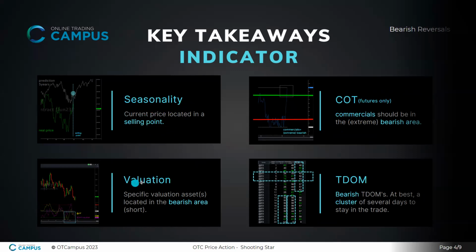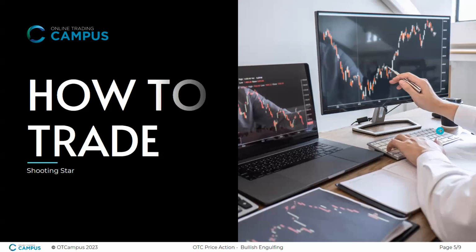Seasonality, selling point, valuation in the bearish area, the specific valuation asset in the bearish area. The COT, also here the commercials in the bearish area or extremes, and of course a cluster of multiple bearish trading days. Okay, that's it. That's the key takeaways for the indicators.